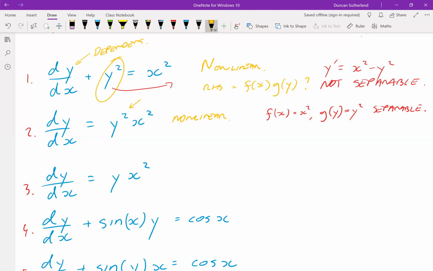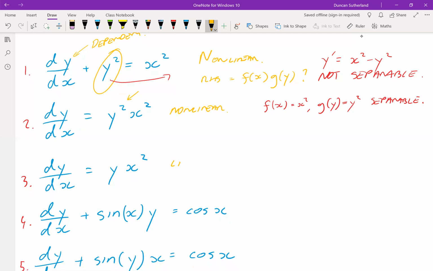This one's interesting. Number 3, it is linear because there's no function of y, and there's no function of dy dx. That's something else we've got to check. We haven't had to check this in the past because it's always failed on function of y. But this equation is linear, and it's also separable because the right-hand side can be written as a product of two functions. So this is linear, and it's separable.